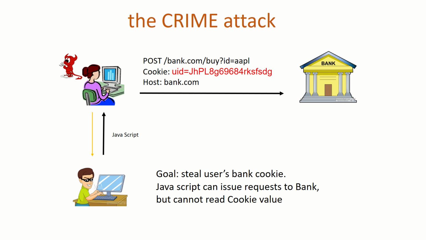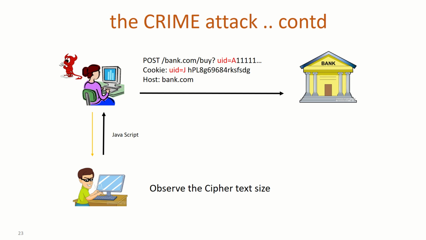The first thing the JavaScript will do is issue a request to the bank by creating a very long URL which pushes everything out of the 16 KB frame except the first byte of the cookie. The URL is chosen to be so long that it pushes everything out. Now this whole thing gets compressed and encrypted and sent to the bank. The attacker observes the size of the ciphertext and the change in the size of the compressed request payload.